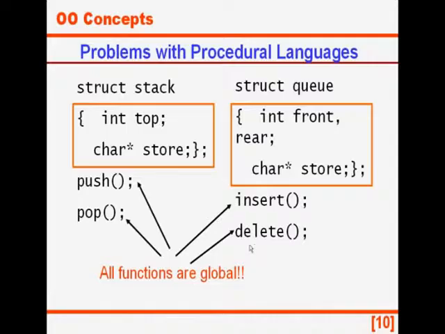That means the program has no way of knowing that push and pop belong to the struct stack and that insert and delete belong to the struct queue. Or in other words, insert and delete are not applicable to stacks, push and pop are not applicable to queue. The compiler has no method.